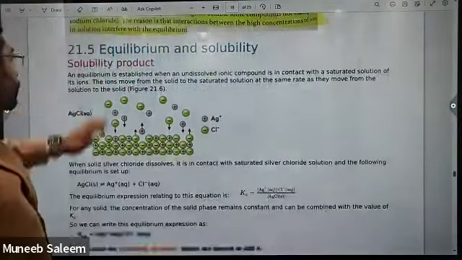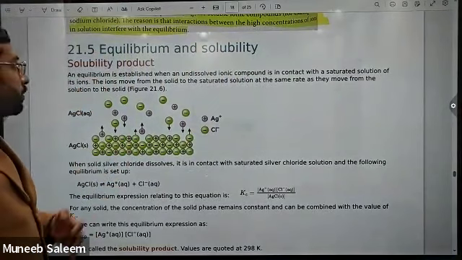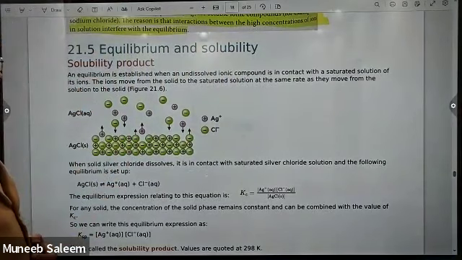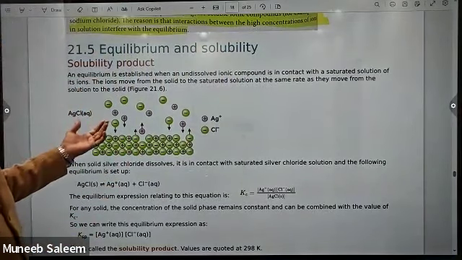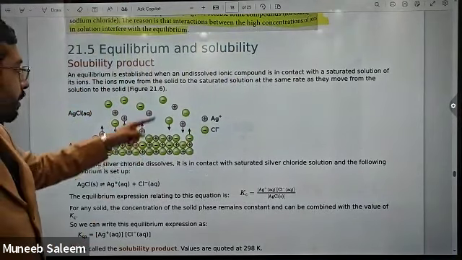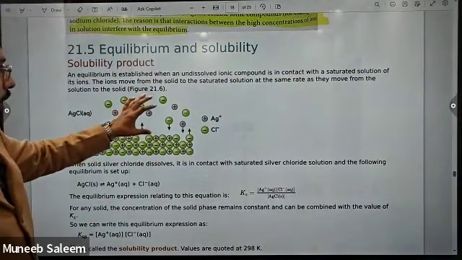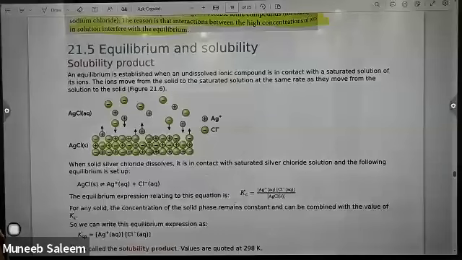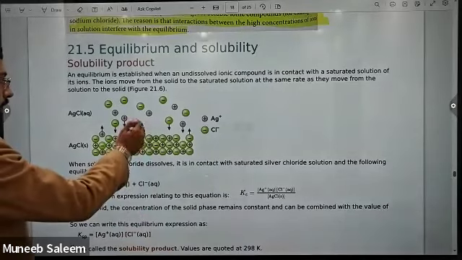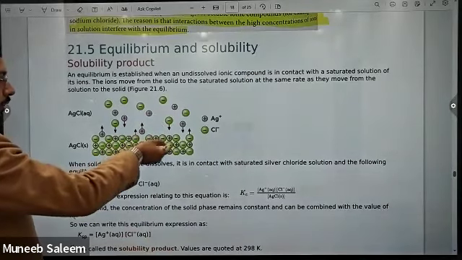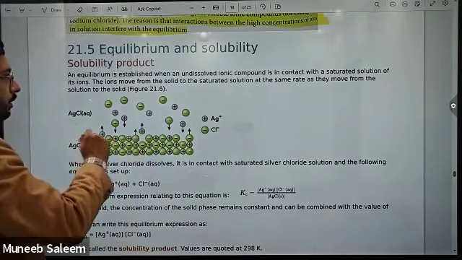Now from the other source book, you can find this representation of this soluble compound. You can see that an equilibrium is established when undissolved ionic compound is in contact with a saturated solution of its ions. These are the undissolved and these are the dissolved.